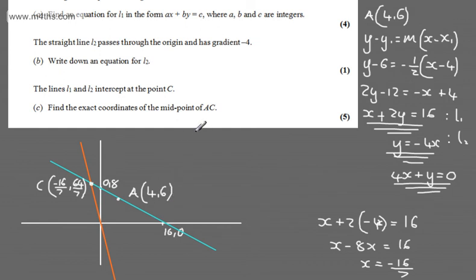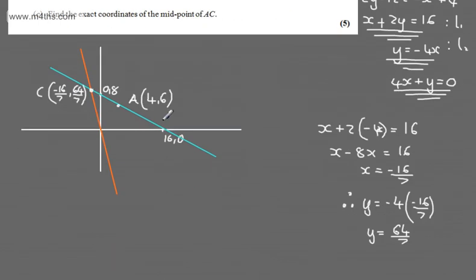All we want now is the midpoint of AC. So we just want the midpoint here, and for the midpoint we add the x's and divide by 2, and add the y's and divide by 2. So what I'm going to have now is -16/7 plus the 4. And I'm going to write that as 28/7, and we're going to divide by 2. Then I'm going to have 64/7, that's the y coordinate, and then I've got 6, which I'm going to add as 42/7, and we divide by 2.